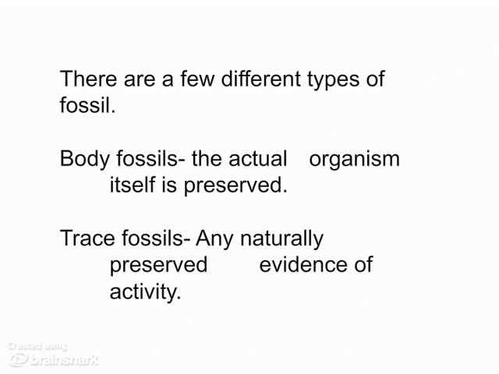There are a few different types of fossils. We're going to talk about just 2 of them. One being body fossils, which are the actual organism preserved itself. 2 are trace fossils, which would be any kind of naturally preserved evidence of activity. So not the fossil itself, but any evidence left behind. That could be burrows or footprints or even animal waste.